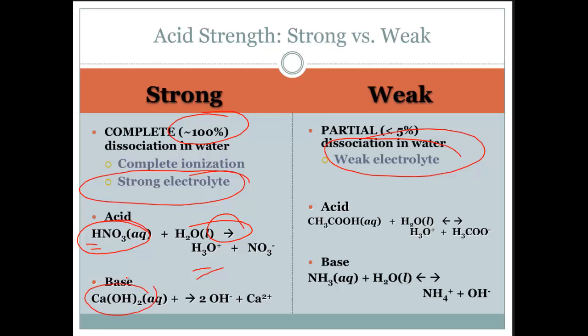Same with the base. Calcium hydroxide has 2 hydroxides and 1 calcium when it's dissolved in water. Acetic acid on the right-hand side gives off that hydrogen at the end. But because of that double-sided arrow, we know that it's a very weak dissociation.